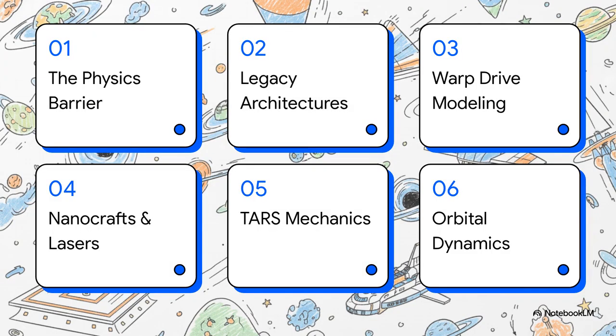So here's our agenda for the explainer today. 1. The interstellar physics barrier. 2. Legacy and theoretical architectures. 3. Subluminal warp drive modeling. 4. Nanocrafts and directed energy. 5. The TARS architecture mechanics. And 6. TARS orbital and material dynamics.